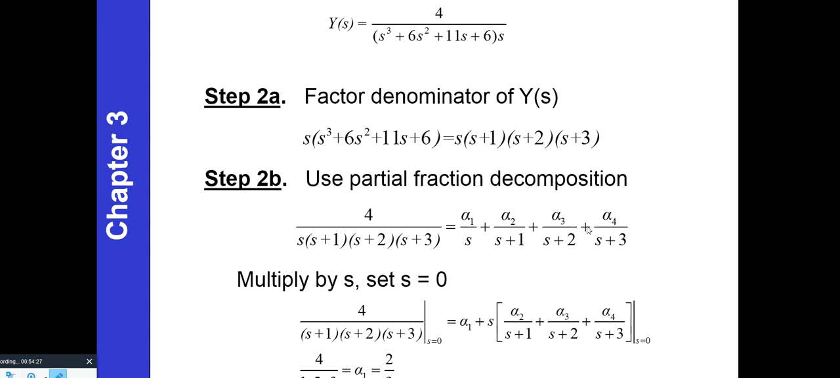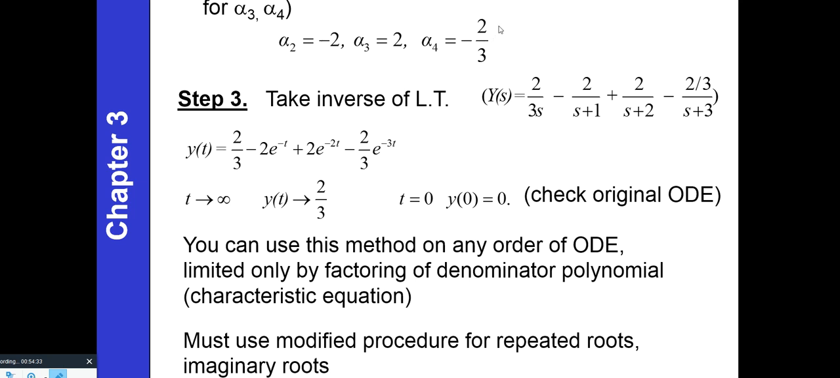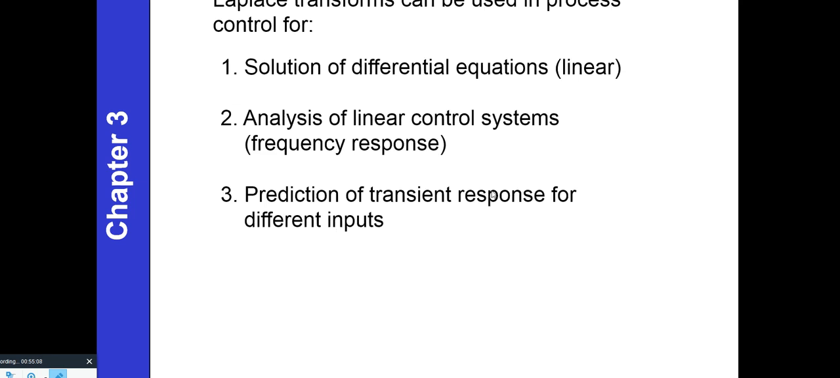Then using the partial fraction method, you will arrive at this formula: y(t) is equal to 2/3 minus 2e^(-t) plus 2e^(-2t) minus 2/3 e^(-3t), where t is from 0 to positive infinity. So we have y(t) equal to 2/3. If you consider t equal to 0, y of 0 is 0, since this is at rest.